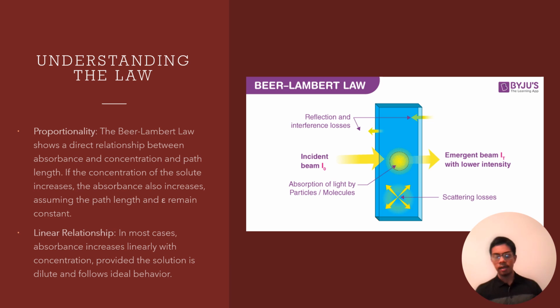So, understanding the law. Here you can see an image depicting how the law works, but we can go over the proportionality aspect of it as well. The Beer-Lambert law shows a direct relationship between the absorbance, the concentration, and the path length. If the concentration of the solute increases, the absorbance also increases, assuming that the path length and epsilon remain constant, because as there's more substance within a certain solution, less light is going to be able to get through because it is absorbed by the solute being introduced to the solution.